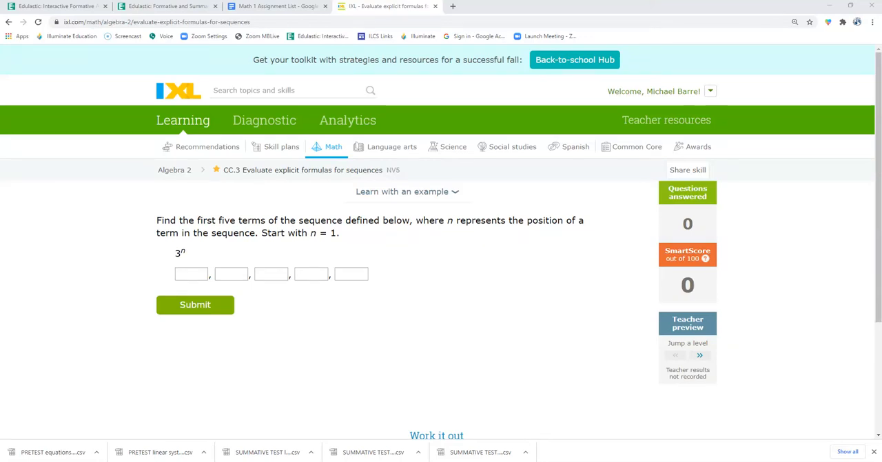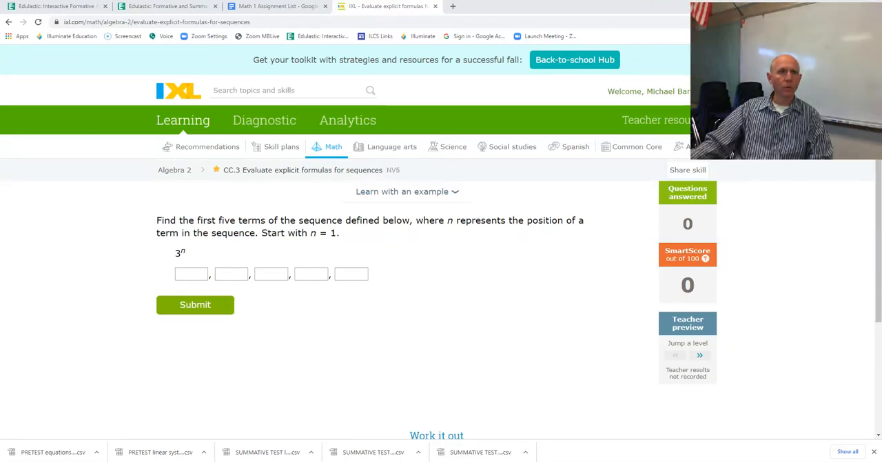Hey, this is Mr. Barr, and I'm going to do evaluate explicit formulas for sequences. So an explicit formula, I plug in 1, I get out a number. I plug in 2, I get out a number, as opposed to a recursive where I keep looking backwards. All right, so let's do some of these.